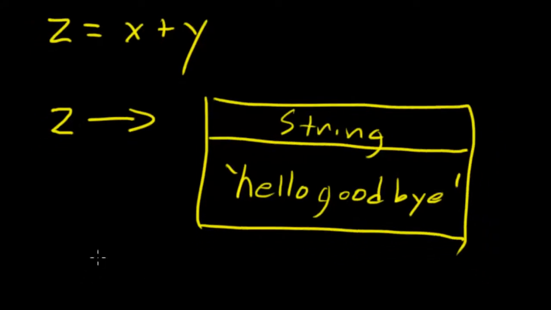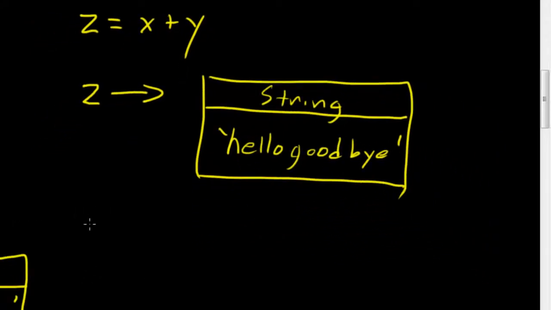Now, the interesting thing that happens is whenever we say z assignment statement, z concatenated with the string literal that has the exclamation point, what happens is we don't modify this string object here. We've already said that strings are immutable. That means we don't change them once they're created.